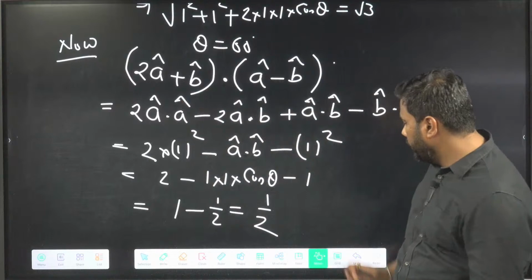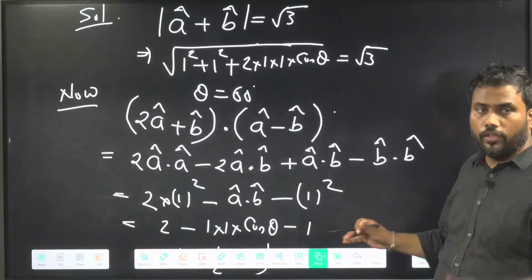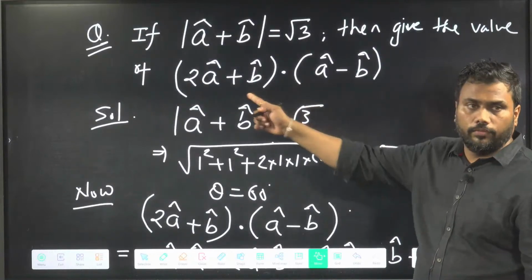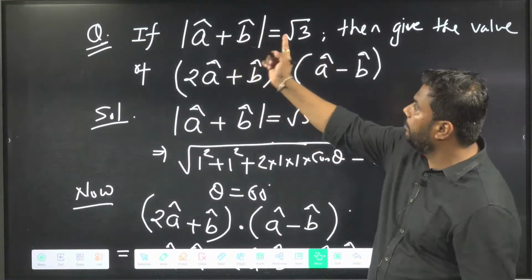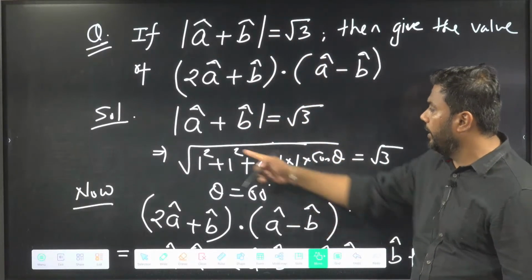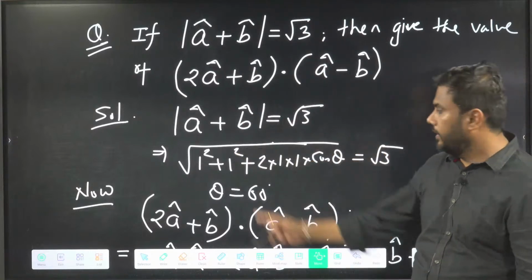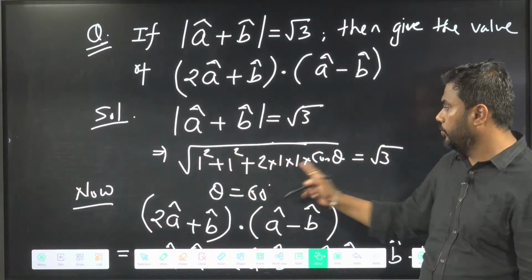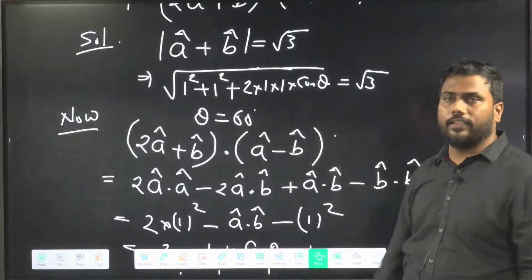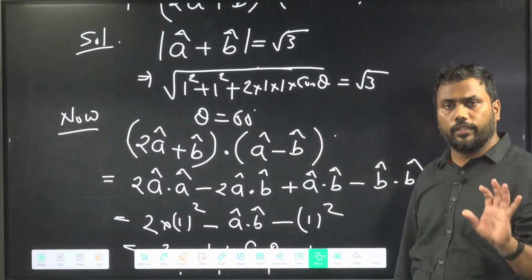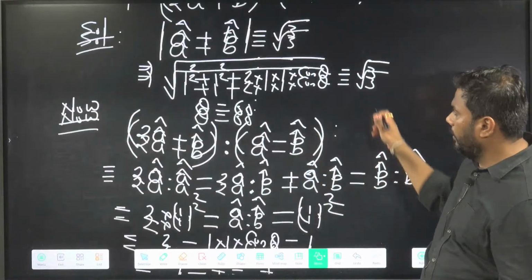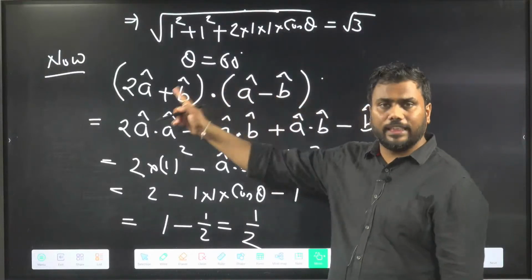Okay, so I am repeating the whole question again. They want the value of this expression, and they have given us that the magnitude of a cap plus b cap is root 3. Using this, the magnitude of the sum of two vectors is root of a square plus b square plus 2ab cos theta, and that is root 3. So using this, we will get angle theta as 60 degrees. We have done this question today only. This was the second question of today. After getting the value of theta, I want to know the value of this expression.